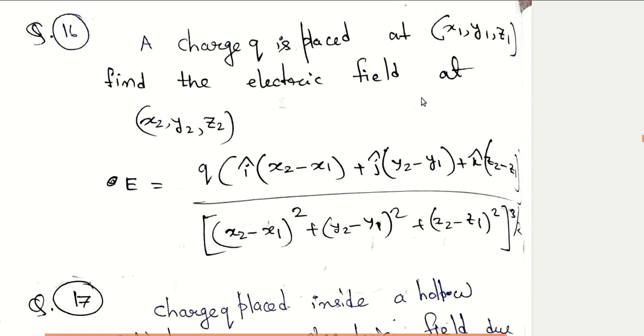This is the vector which acts from the source point to the field point, and then the magnitude of the vector. This was given in one of the options as x1 minus x2, y1 minus y2, z1 minus z2, but that will not be the case because that would be in the negative direction. So this will be the option.